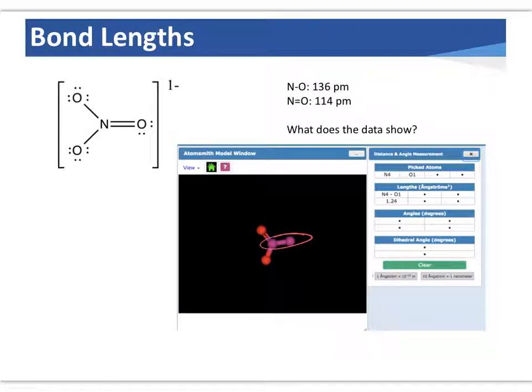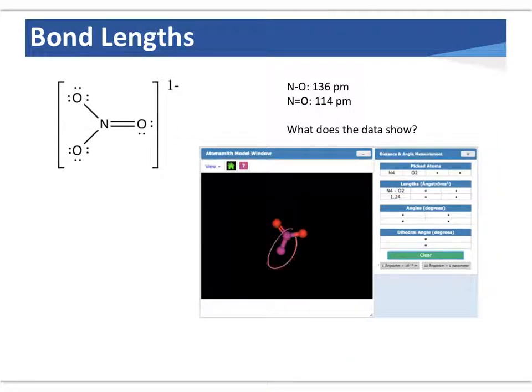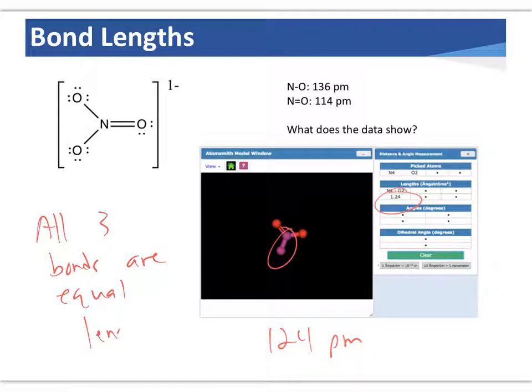What about this bond length? 124 picometers. What about this bond length? 124 picometers. So the data seems to be indicating that all 3 bonds are equal length. And that means that our resonance structures are not a perfect fit for what really is happening. What is really happening is that these 3 bonds are the same. And this resonance structure doesn't show that.